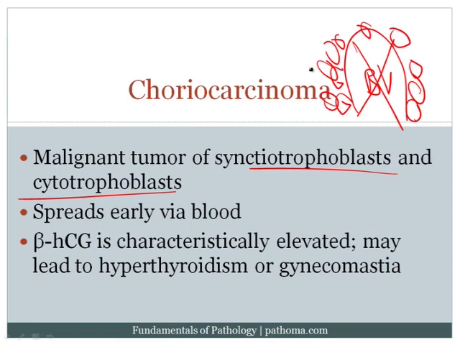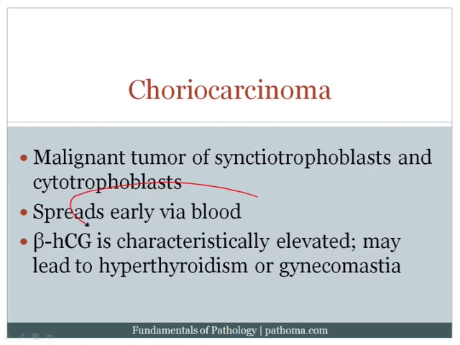Now, of course, syncytiotrophoblasts and cytotrophoblasts are genetically programmed to find blood vessels. That's what the placenta does when it implants into the uterine wall. And so this tumor will metastasize very early via the blood. In fact, one of the characteristics of this tumor is that you tend to have a tiny primary within the testicle and then a massive tumor throughout the rest of the body.